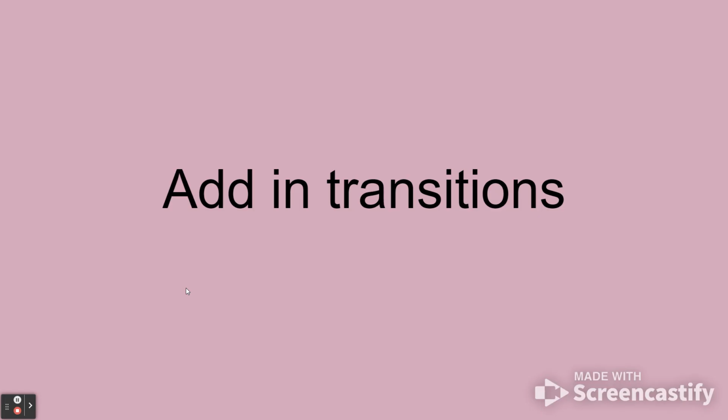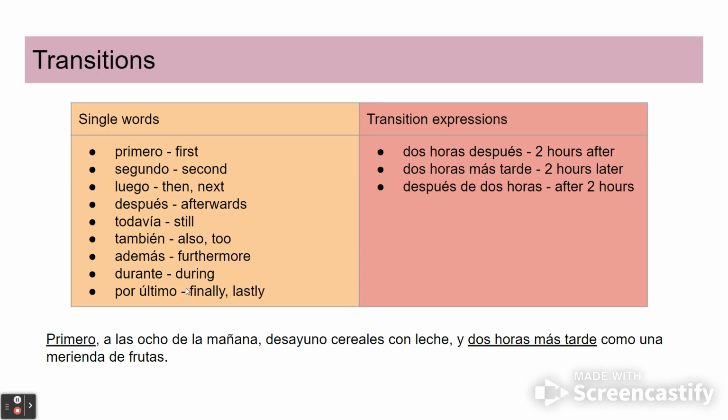Another way to add some interest throughout is to add in transitions, and you've seen some of these before. You've seen primero, segundo, luego, después. One new one is todavía, which means still. So I could say something like, yo como cereales en el desayuno, pero todavía tengo hambre. So I still am hungry after I eat that cereal, and so I'll explain about something else that I eat. También is one that we've used before. Además is another one. Durante y por último.